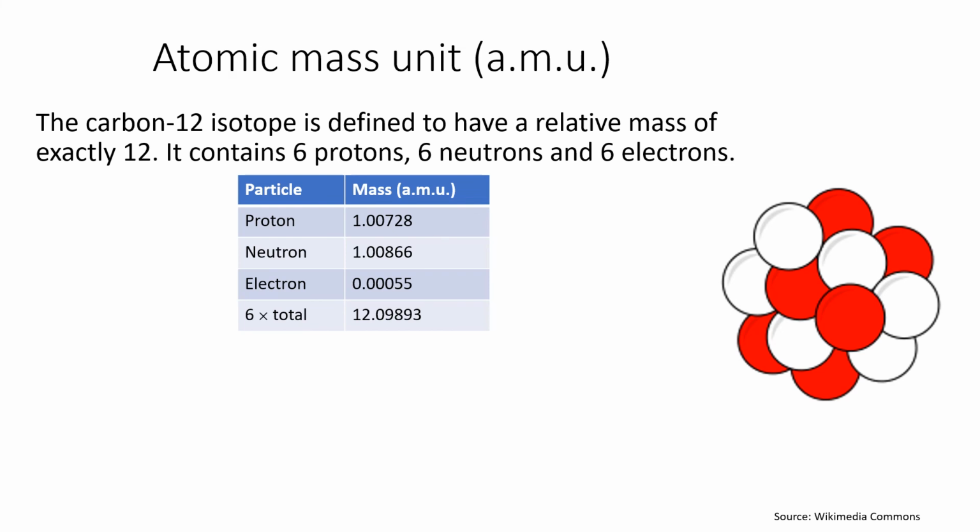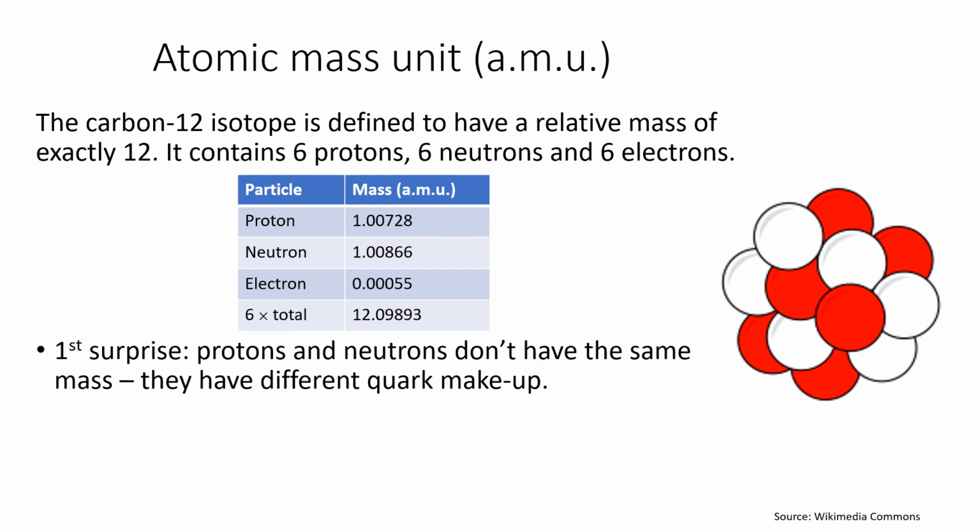And looking at the numbers in the table, there are a couple of surprises that jump out at us. Perhaps the first surprise is that protons and neutrons don't have exactly the same mass. Before this, we had worked on the assumption that they did; we were just calling them integers. But actually, protons and neutrons are not fundamental particles. They are made up of quarks. There are 3 quarks in them, and because the quark makeup is a bit different, they end up having slightly different masses.